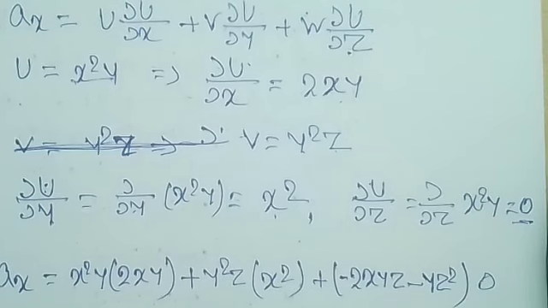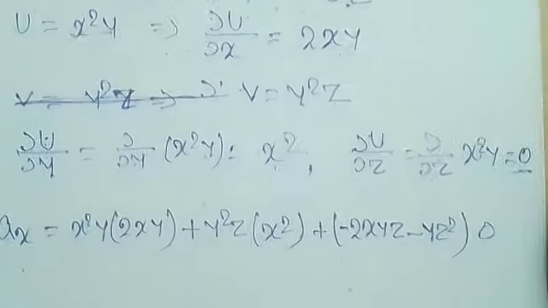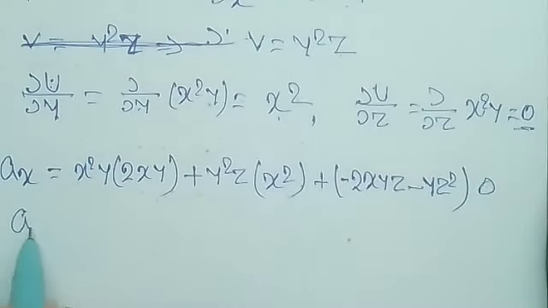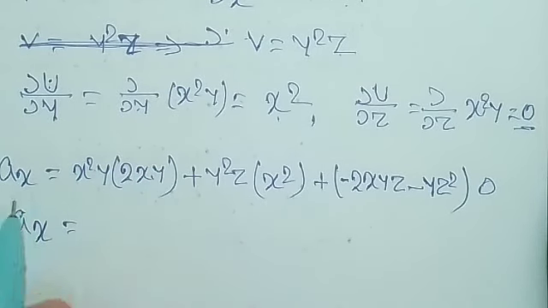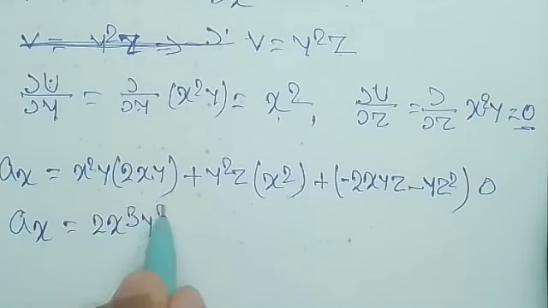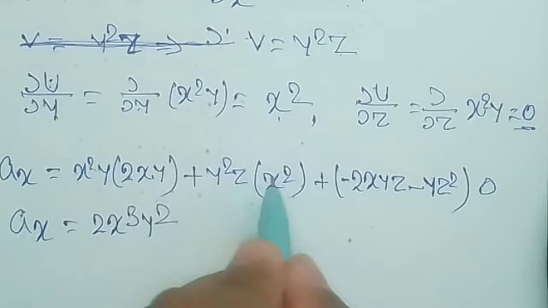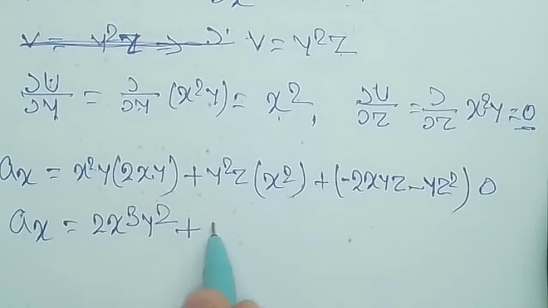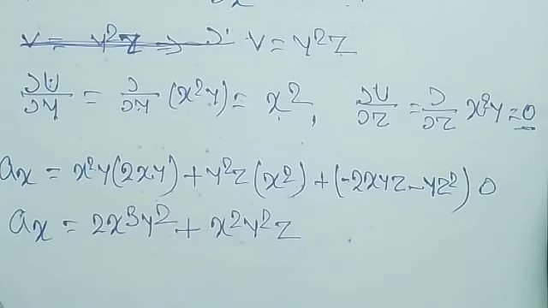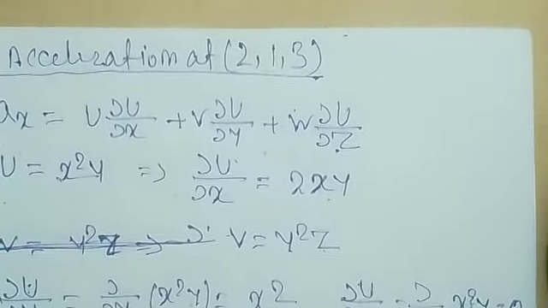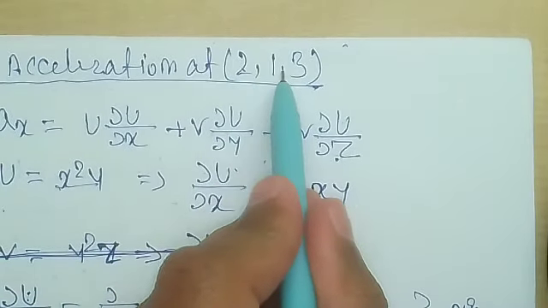So this finally, I hope you got, right? It's nothing problematic. So ax is equal to: just multiply, 2x cube y square, plus x square y square z, plus 0, so we can write like that only. Now we can substitute the point 2, 1, 3, since we are finding acceleration at (2,1,3). X is 2, y is 1, z is 3.